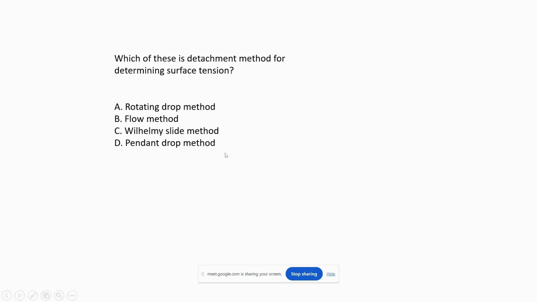Okay, so here the correct answer would be Wilhelmy slide method. Here a plate is used and that is dipped in the solution and then it is pulled out, and based on the force the surface tension is determined. Whereas rotating drop method and pendant method are static drop methods for determining surface tension, and flow method is a dynamic method. Only the Wilhelmy slide method is a detachment based method for determining surface tension.